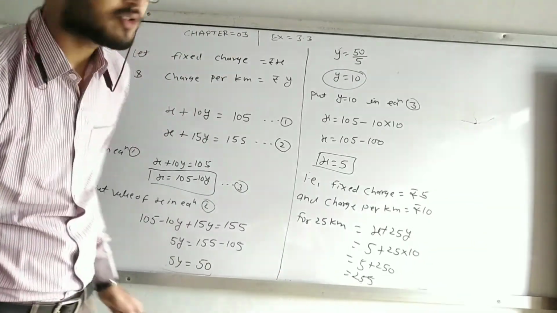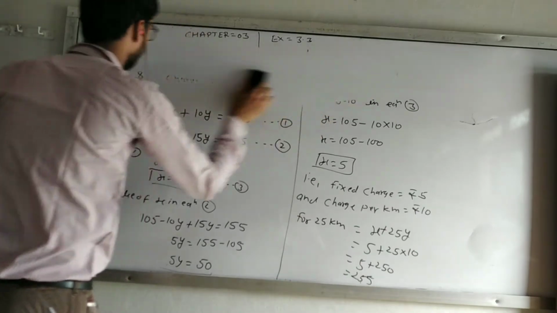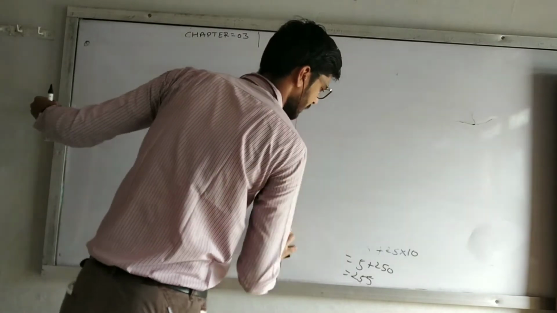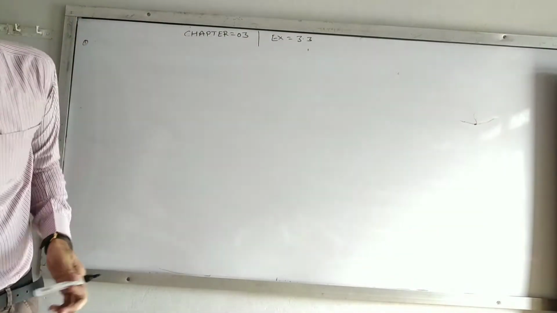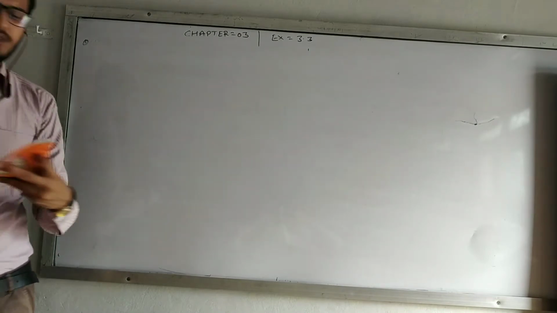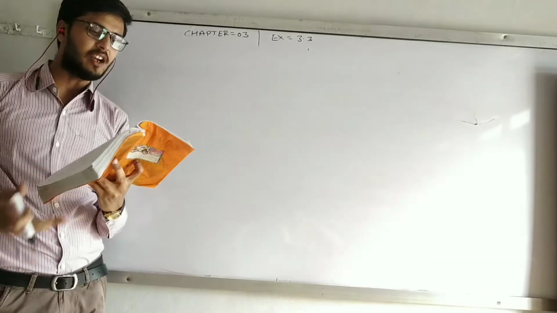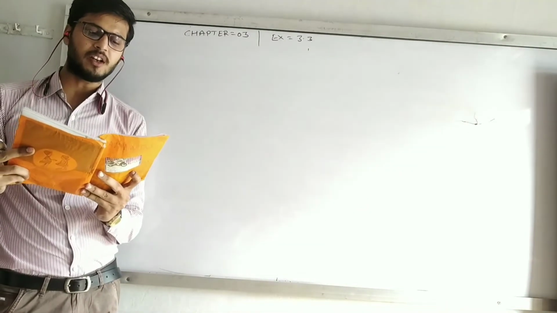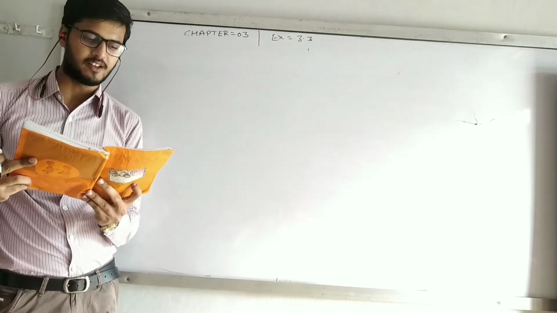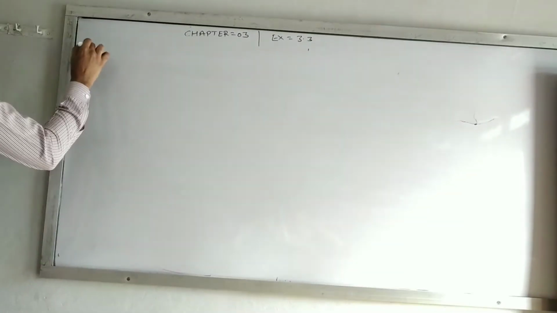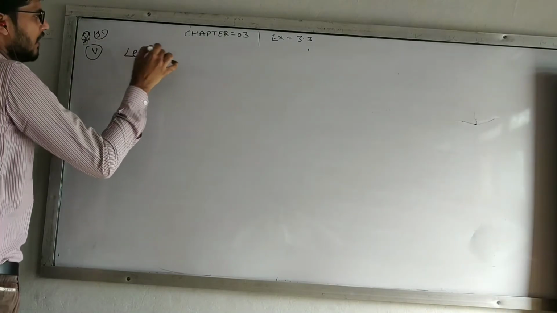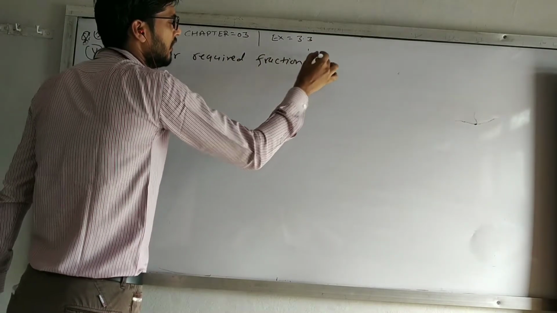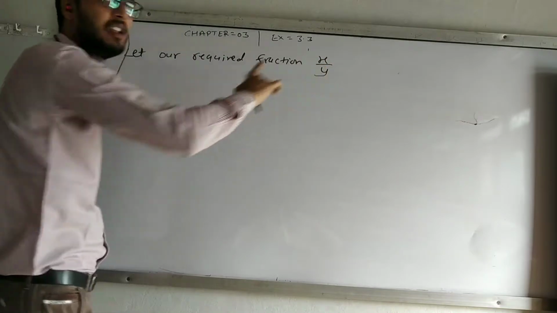Okay. Now the next question is: a fraction becomes 9 upon 11 if 2 is added to both the numerator and denominator. Now if 3 is added to both the numerator and denominator, it becomes 5 upon 6. Find the fraction. So we let our required fraction be x upon y, where x is the numerator and y is the denominator.